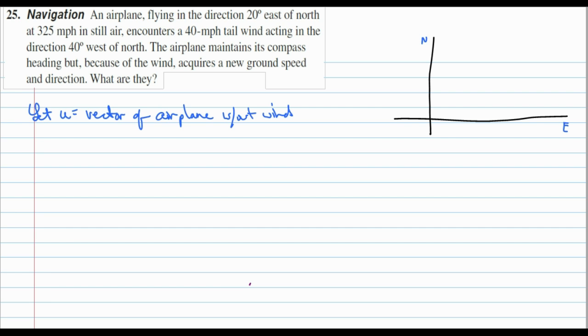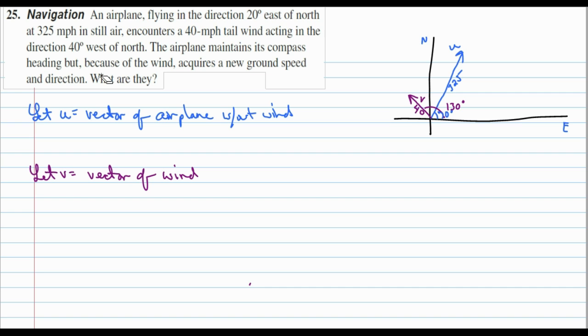Alright, well, first let's call u the vector of the airplane without the wind. According to our problem, that is a vector with magnitude 325 miles an hour, and 20 degrees east of north. I like basing my angles off of east, so it's 70 degrees north of east. v will equal the vector of the wind. The wind is 40 degrees west of north, so that's going to be over here in quadrant 2, which means it's 130 degrees of rotation from the positive x-axis. Again, I'm using my angles off the positive x-axis, so that's just easier to work with.